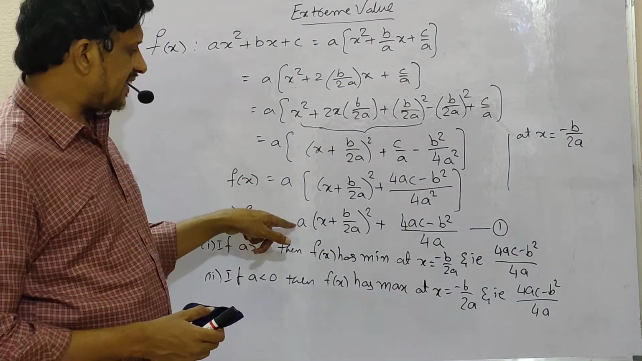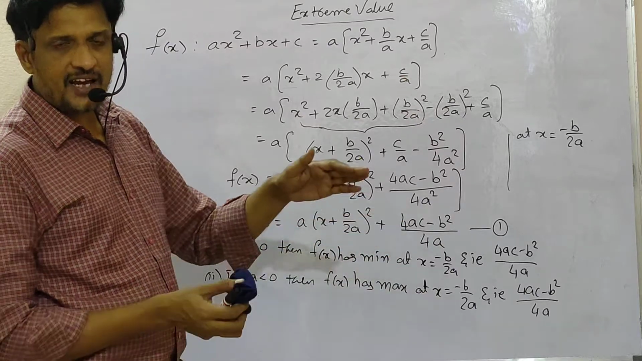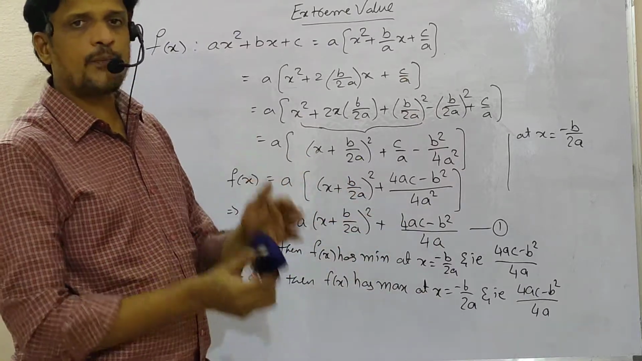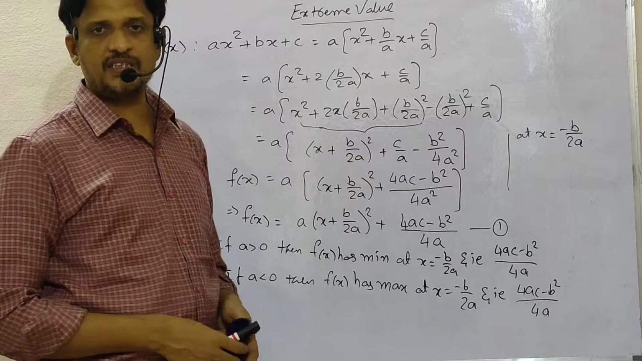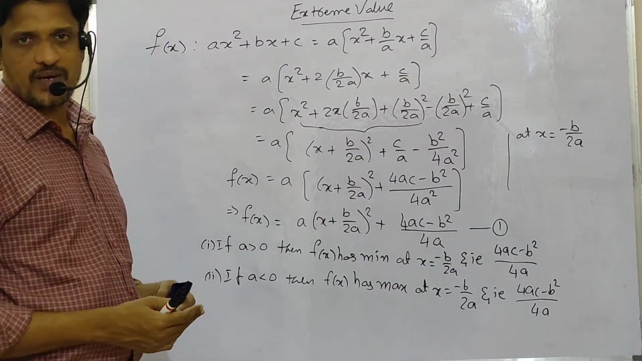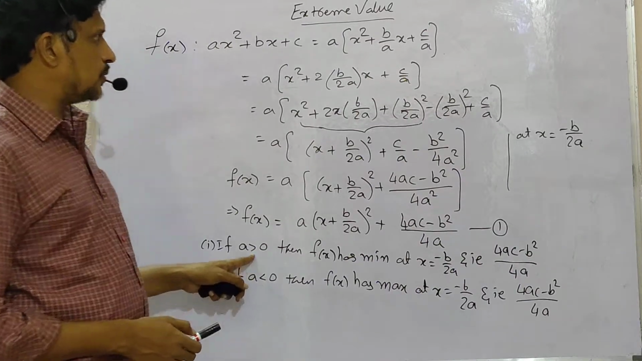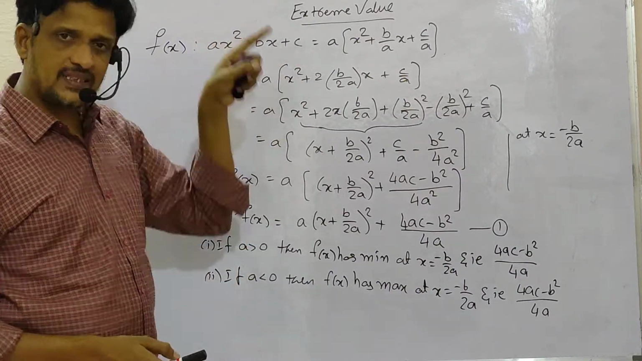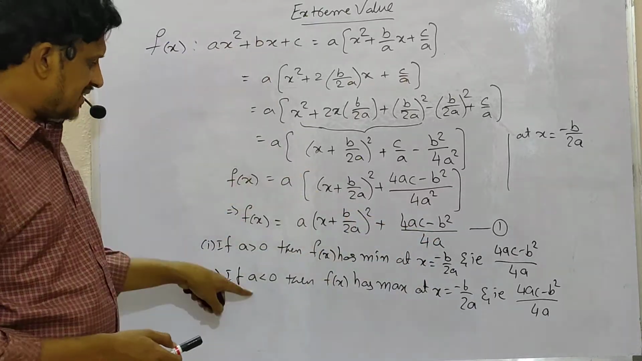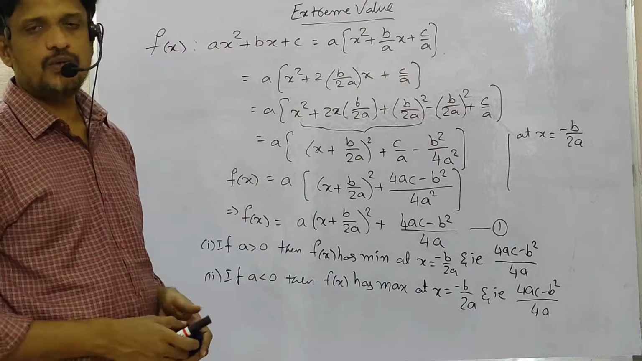And in the first case, you are adding a positive value, so that is the minimum. All the remaining values are obtained by adding some positive value to this (4ac minus b square) by 4a. And in the second case, by subtracting some positive value, means by adding a negative value. That is why when a is positive, the expression has a minimum value. When a is negative, the expression has a maximum value.